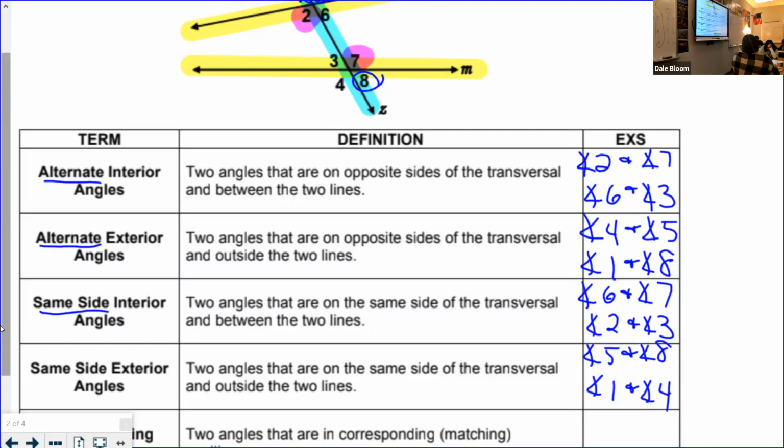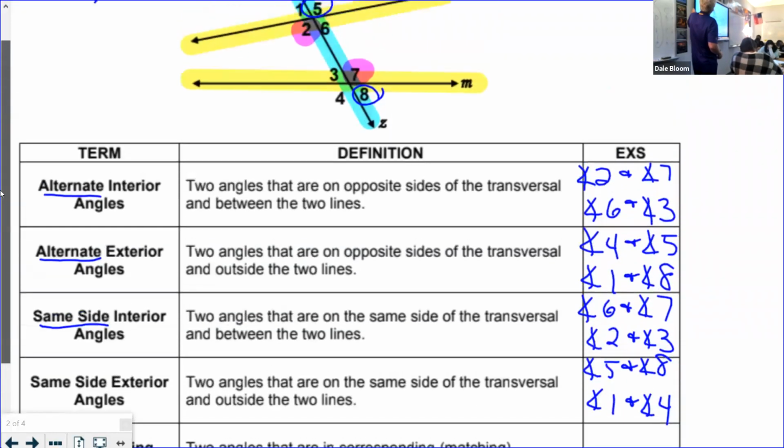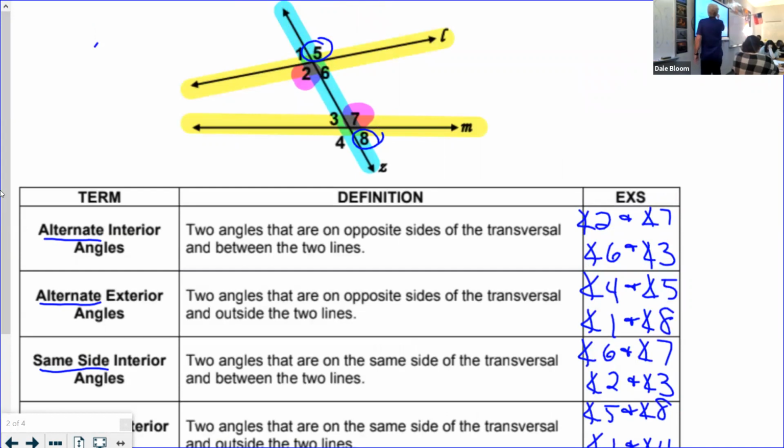Okay? So, who's really good at reading maps? All of you, right? You guys never get lost, right? Never been lost ever. Well, think of corresponding angles as angles matching by position. Now, I don't have a good map for this, so I guess I can use this. All right, I'm gonna recycle this.